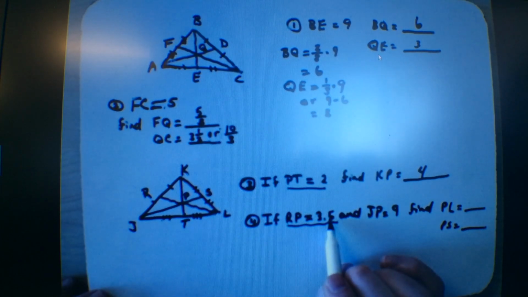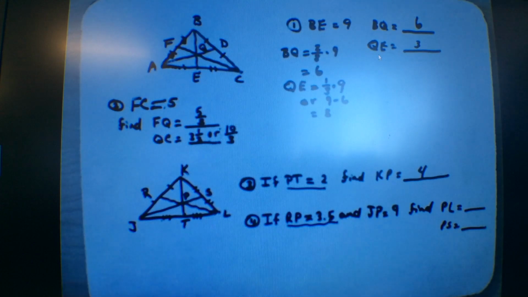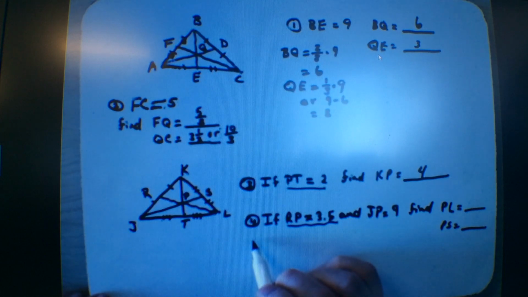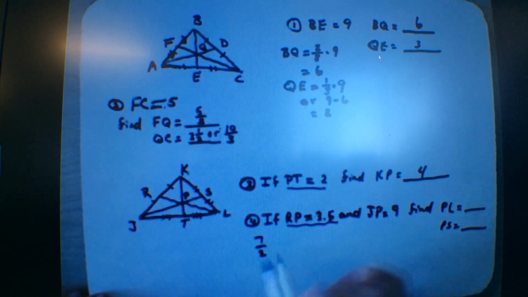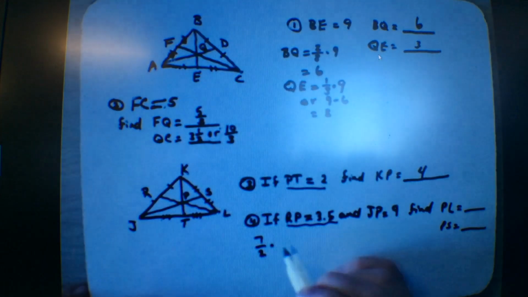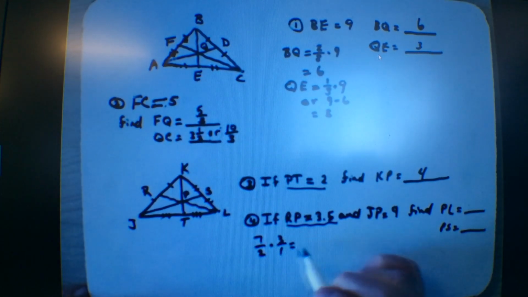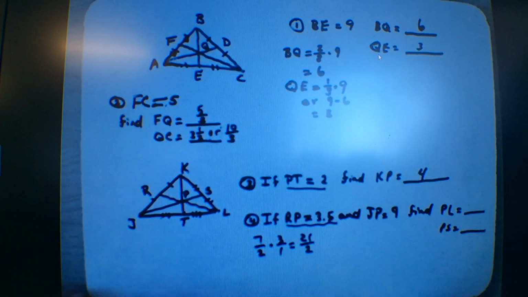We need to change this to an improper fraction. How do you change 3.5 to an improper fraction? It's 3.5, so it's 7 halves, right? And what do we multiply that by if it's 1/3 of the whole thing? We multiply by 3 to get the whole thing, right? So I multiply by 3 over 1. So that is 21 over 2. Does everybody understand that? Since it's 1/3, so 21.